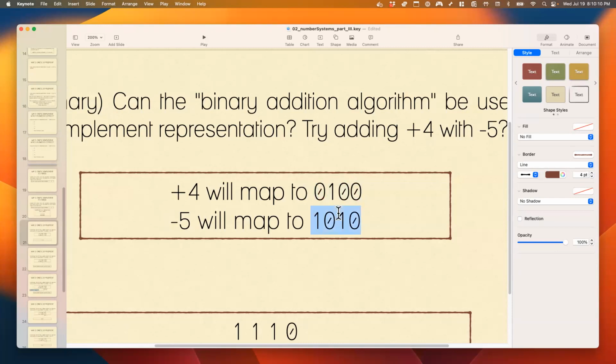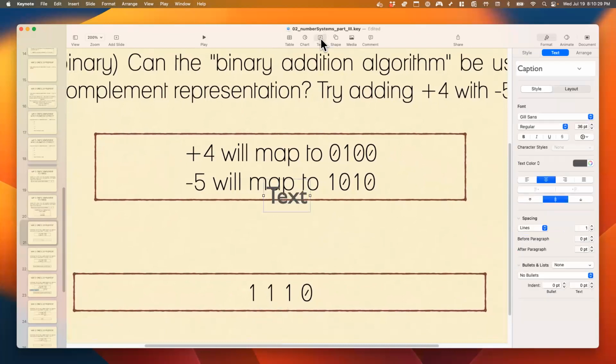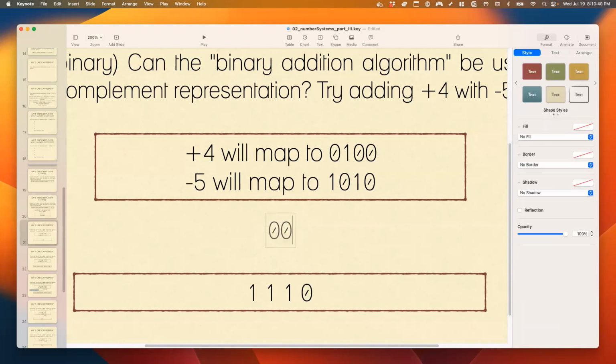Now, if we add -5 to 4 in decimal, we end up with -1, right? 4 plus -5, or 4 minus 5, that's going to be -1. So -1 in 1's complement looks like this, right? If you don't believe me, I think you do, but if someone else watching the video doesn't, this is 1, and then I'm going to swap the zeros with 1s and 1s with zeros, and I end up with this. So this is really -1.